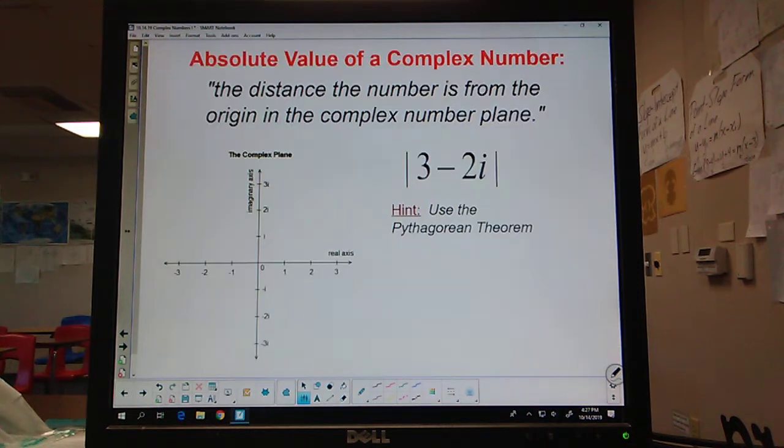Now, the absolute value of a complex number is the distance that the number is from the origin in the complex number plane. All right, so first of all, if we graph 3 minus 2i, we're back to where we were right there. It's the distance that number is from the origin. Well, the origin's right there at 0, 0. So you want the distance going down there. You don't even have to draw that line. I'm just trying to make a point that from there to there is going to be the absolute value of 3 minus 2i. It's that distance.